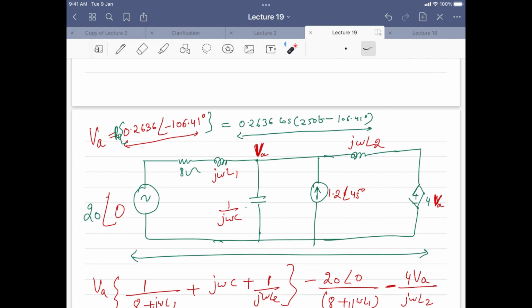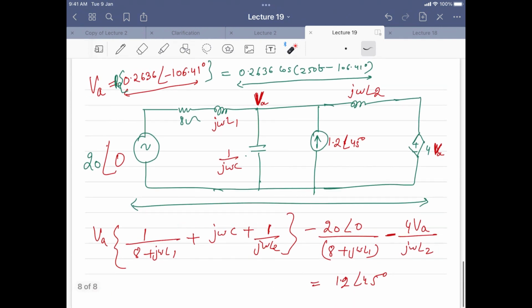Sir, one thing, sir. Yes. Sir, while calculating VA, what can we write for 20 angle 0? Okay, this one? See, the thing is, you can convert this into polar format, or you can convert it into Cartesian coordinates, and then, or you can convert this one into polar and divide the two and get the answer.